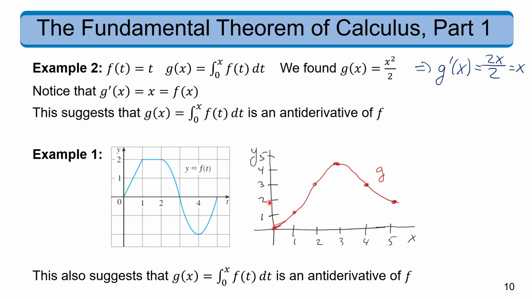And you can keep doing the more detailed analysis, but basically if you were given this graph and you wanted to graph its derivative, you would get something similar to this. So that suggests that f is the derivative of g. Or another way of saying it, g is an antiderivative of f. So both of these examples are leading us to the same observation, that if we define g of x in this way, that will be an antiderivative of the function that's inside your integral.